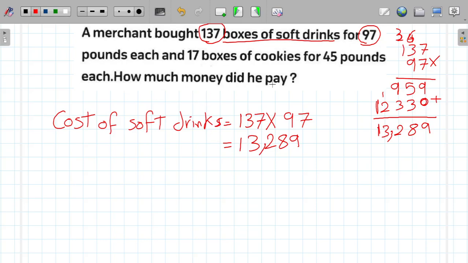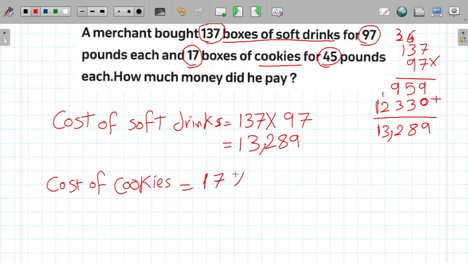Okay, next I will find the total cost of cookies. So I will say cost of cookies equals what? So I have 17 boxes of cookies, and every box costs 45 pounds. So I will multiply number of boxes 17 by the cost of every box 45. So I will write 45 first because it is a big number. Okay, and I will multiply by 17.